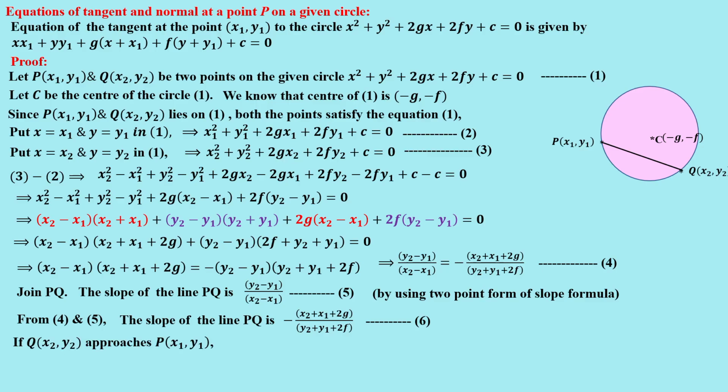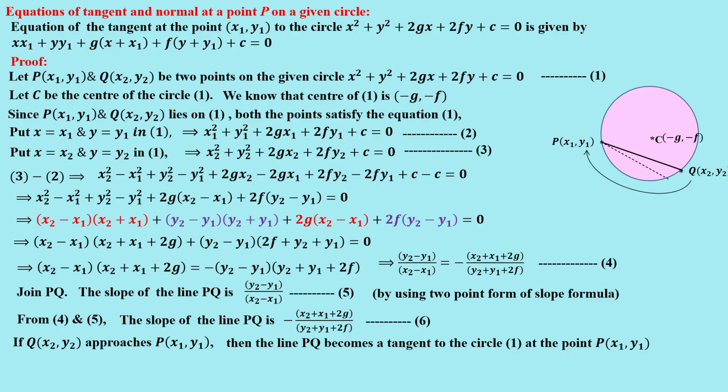If Q(x2, y2) approaches P(x1, y1), that is, if Q is moving on the circle towards P, then the line PQ will become a tangent to the circle 1 at P(x1, y1). It goes like this, so it becomes a tangent at P(x1, y1).